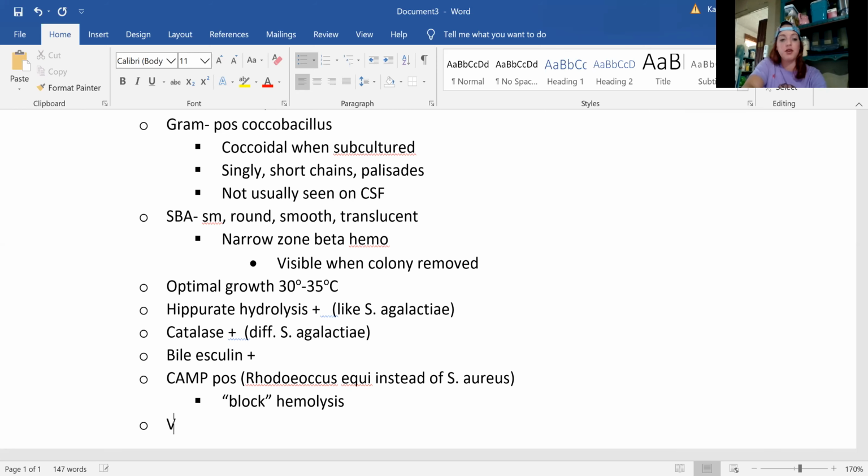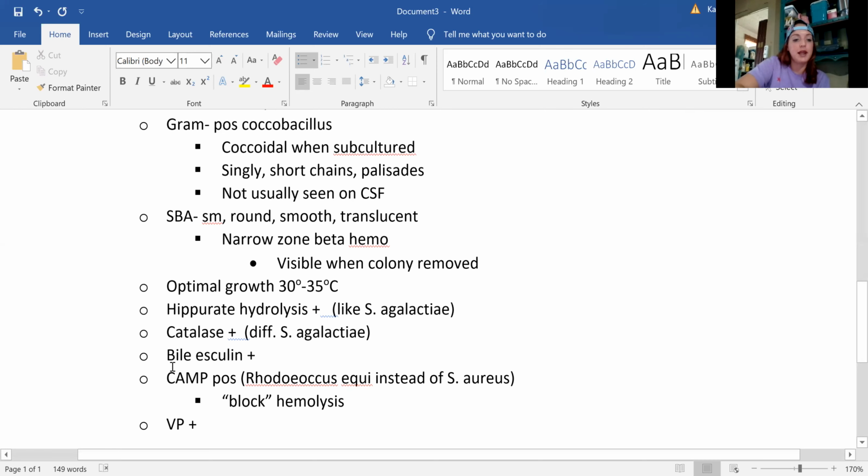And then your VP positive, and that's your Voges-Proskauer. And then I'm going to come back and highlight this CAMP positive because this is differential between the other Listeria species.